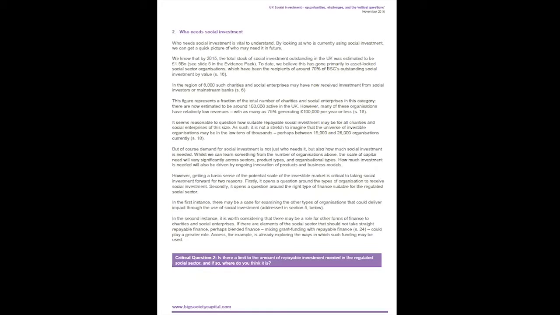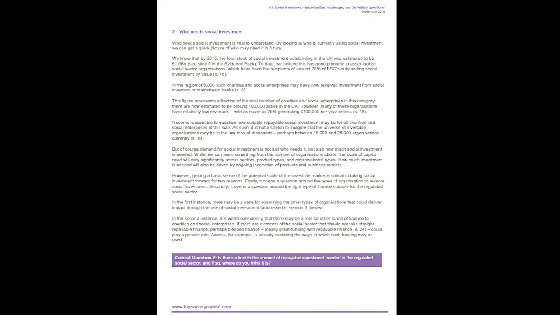Of course, the demand for social investment is driven both by the number of organizations and the amount of capital those organizations need. And when we think about the amount they need, it's much harder to understand that, as it varies significantly across sectors, product types, organizational types. And of course, each of these things is changing over time as they all innovate and evolve. With that caveat, we still think this question is an important one, as it leads on to two further questions.